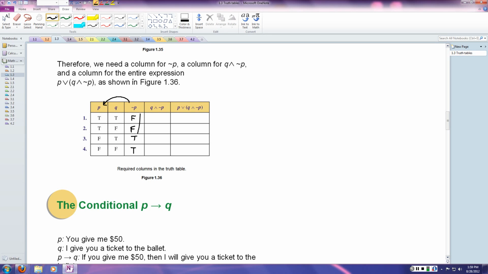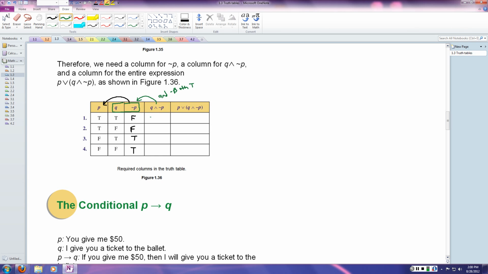So now I'm going to look at combining Q and not P. I combine these two with the word and. So remember the word and, they both have to be true.